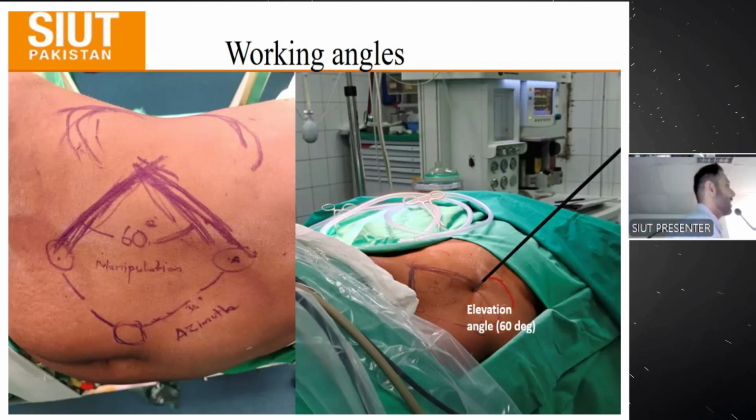Now on the right side, there's an elevation angle. The elevation angle is basically the angle between the working instrument and the skin of the patient. So this is the angle that is being made. The surgeon should have both his elbows by his side and should be in a comfortable position to operate. So these angles are some things that you should know before operating on a patient.